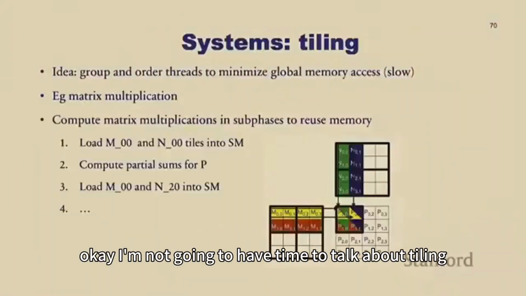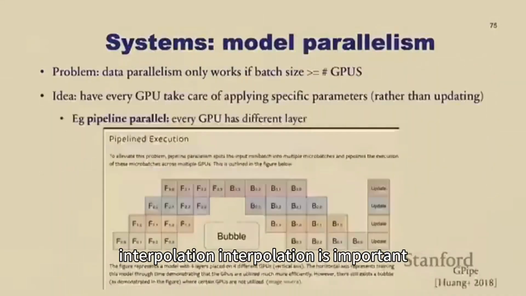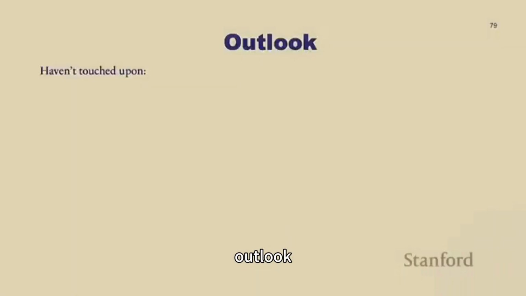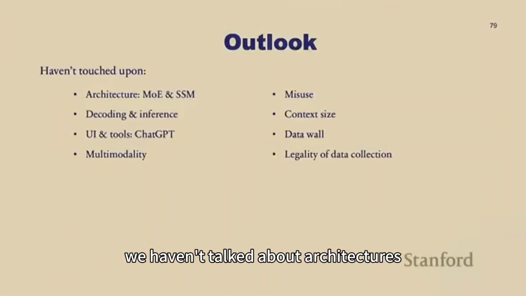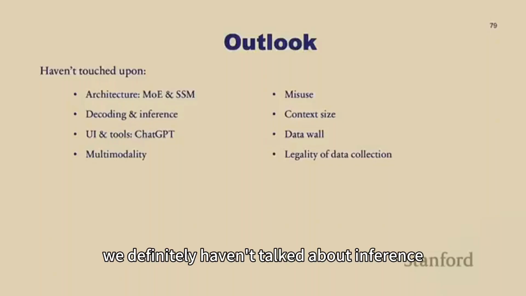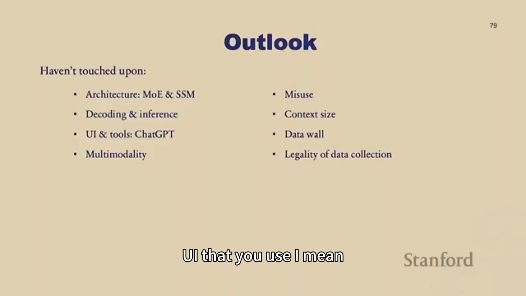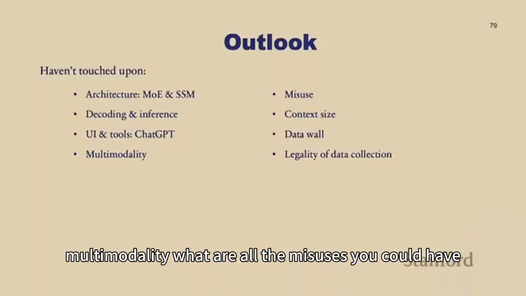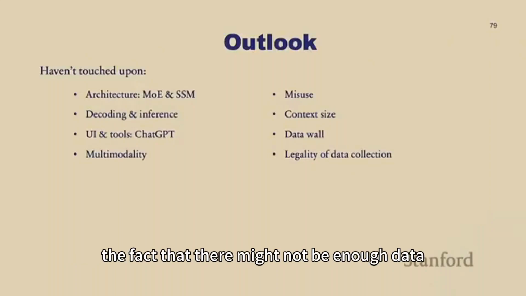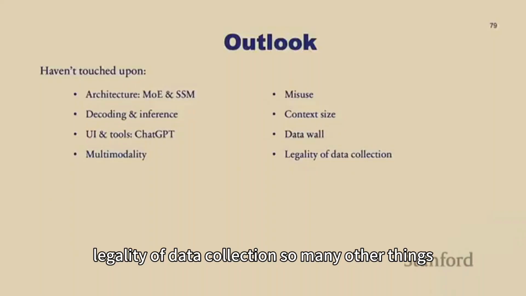Okay, I'm not going to have time to talk about tiling. Tiling is important. Parallelization is important. And mixture of experts is important. Outlook. There are many things we haven't talked about. We haven't talked about architectures. We definitely haven't talked about inference. There are many other things that are important with LLMs. What is the UI that you use? Arguably, the big novelty of ChatGPT was just having a simple UI to use it. Multimodality, what are all the misuses you could have? The fact that there might not be enough data on the internet to train all these models. Legality of data collection. So many other things.